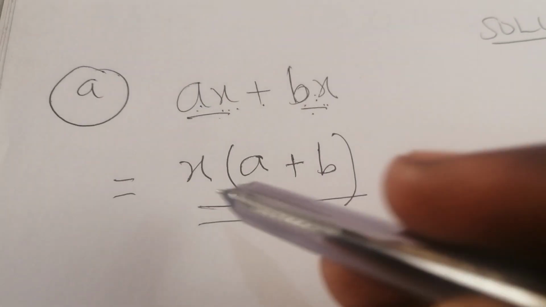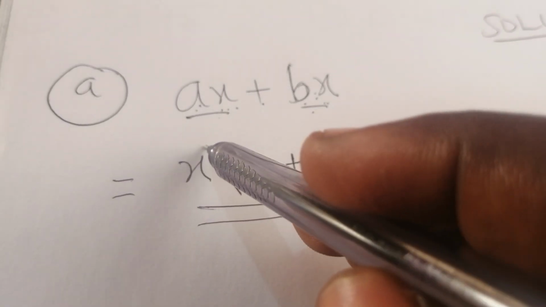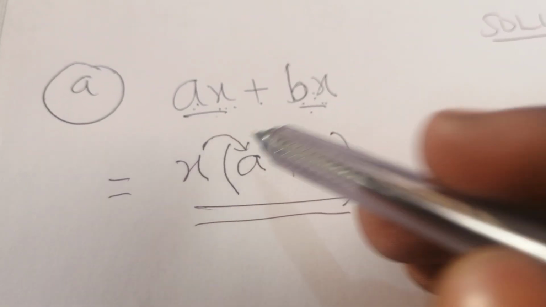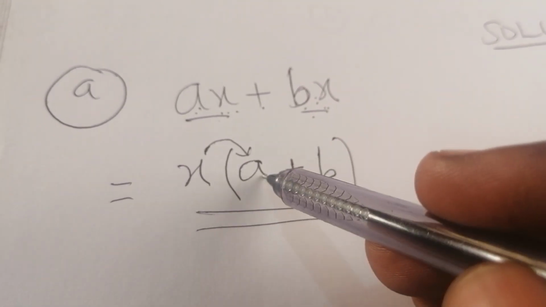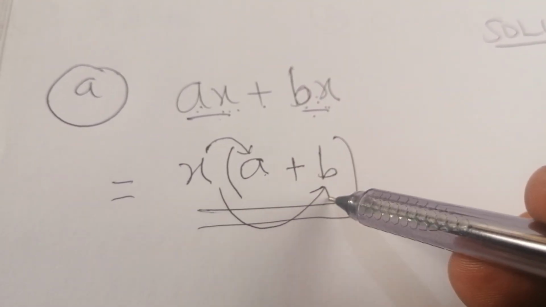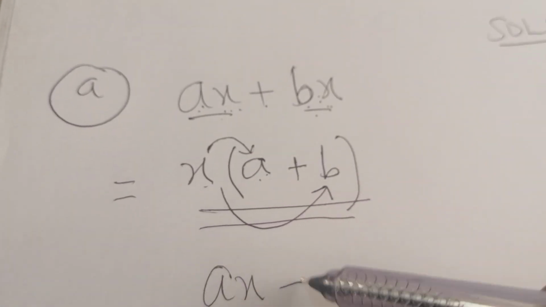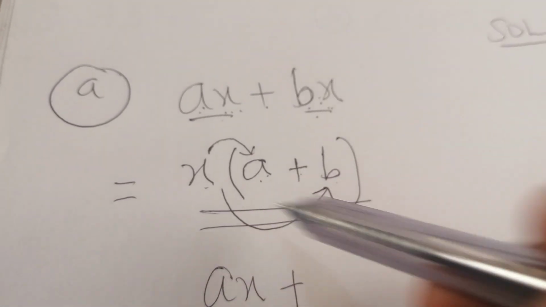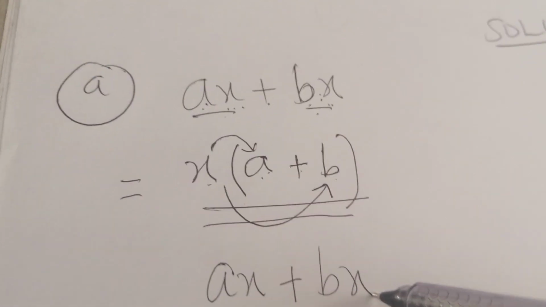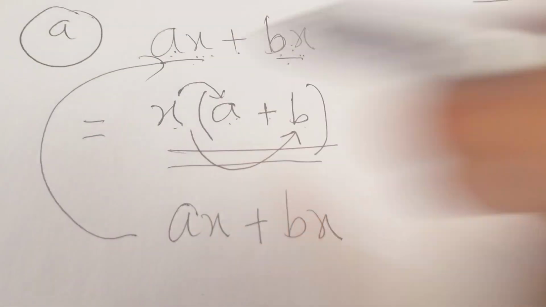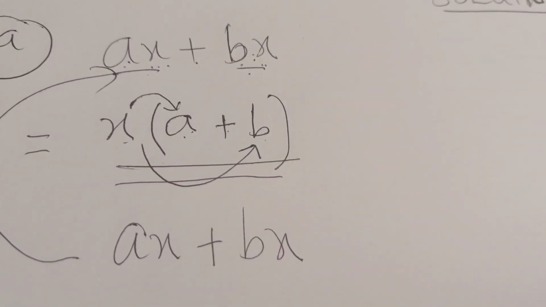So if you want to expand, you are going to multiply this common factor by all the terms in the bracket. So by a at the same time and by b. So x times a gives us ax plus b times x gives us bx. So we can see that we are correct.